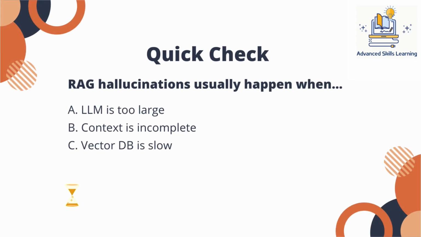Quick check, 2 seconds. RAG hallucinations usually happen when the LLM is too large, the vector database is slow, or the retrieved context is incomplete. Keep your guess. The answer is when the retrieved context is incomplete.